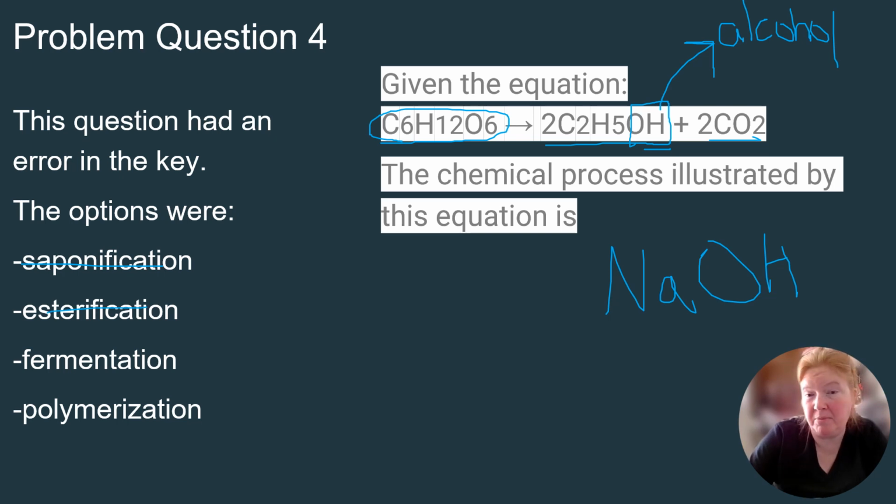Maybe, let's see, polymerization. That's where I get a bunch of little things all joined together. No, this is fermentation, where I get an alcohol, a carbon, hydrogen with OH, and then I also get carbon dioxide. So that should be fermentation.